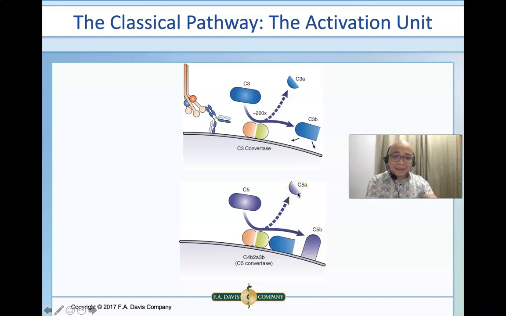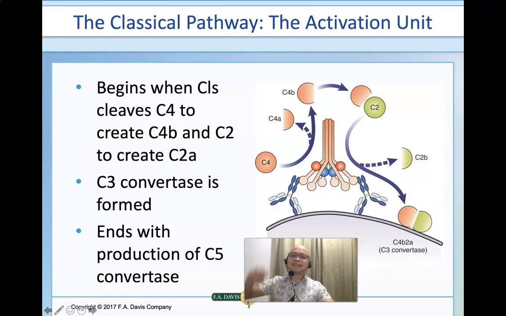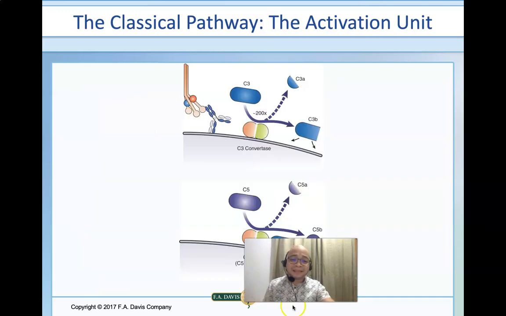So, C5A shall no longer participate in the complement cascade, only the C5B. Okay? So, the activation of the C5 is the end of the activation unit. So again, in activation unit, the first activation unit is C4, the second activation unit is C2, the third activation unit is C3. Once C5B is activated, it is now the start of the membrane attack.